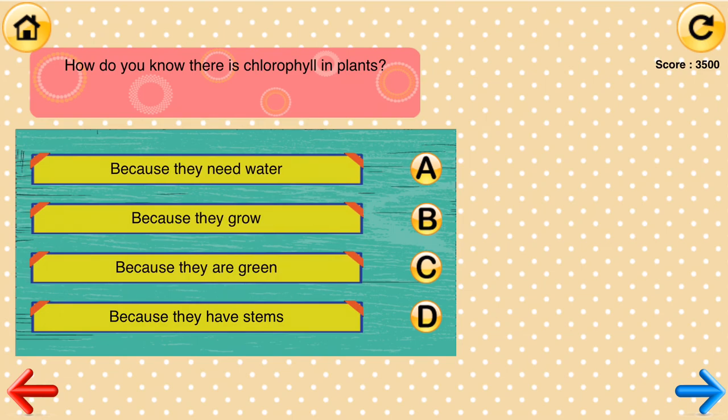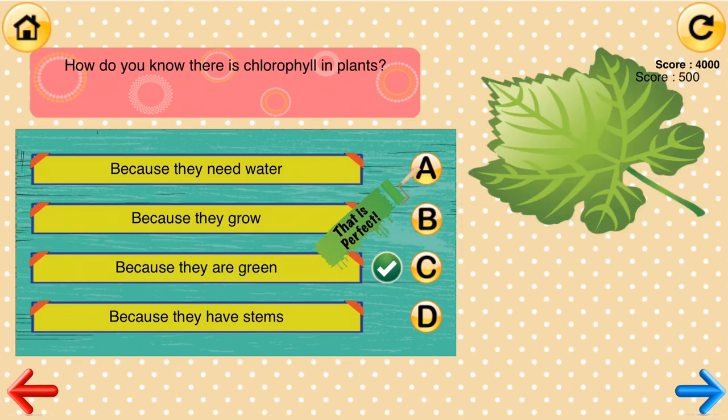How do you know there's chlorophyll in plants? Because they need water, because they grow, because they are green, because they have stems. That is perfect. Because they are green.